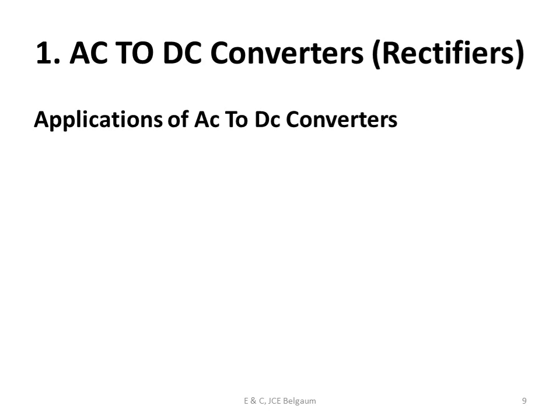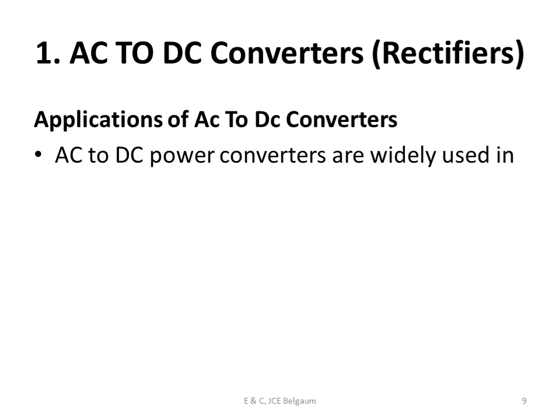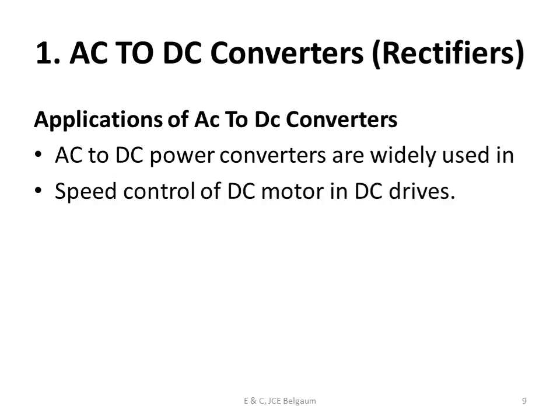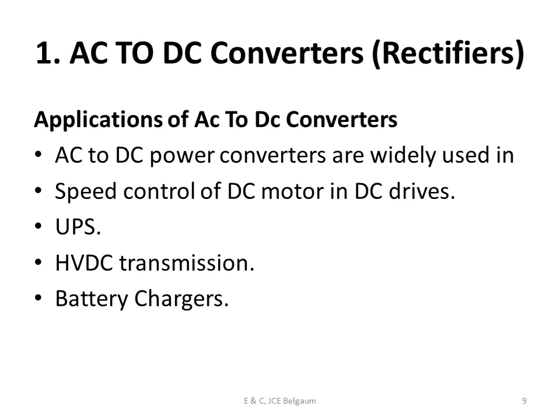So, controlled rectifier circuits, what are the applications? AC to DC power converters are widely used in speed control of DC motors. If you have seen DC motors, we normally use these AC to DC converters. It is also used in UPS, that is uninterruptible power supplies. It is used in HVDC transmission, that is high voltage DC transmission, and battery chargers.